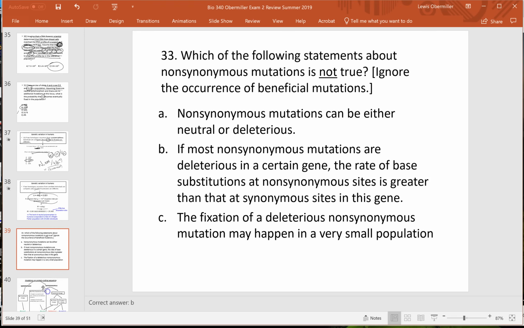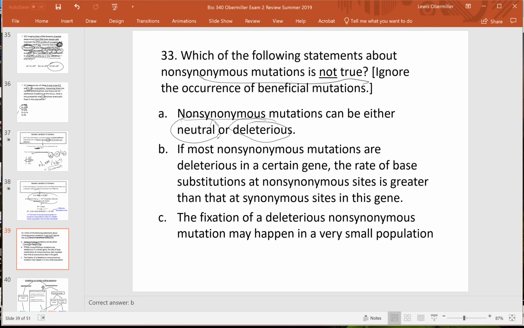That's just showing you how to calculate it. We talked about that. Which are not true of non-synonymous. So non-synonymous mutations, yeah, they can be neutral in rare cases. They're usually bad. Non-synonymous mutations are deleterious in a certain gene. The rate of base substitution of non-synonymous traits relative to synonymous sites in this gene.